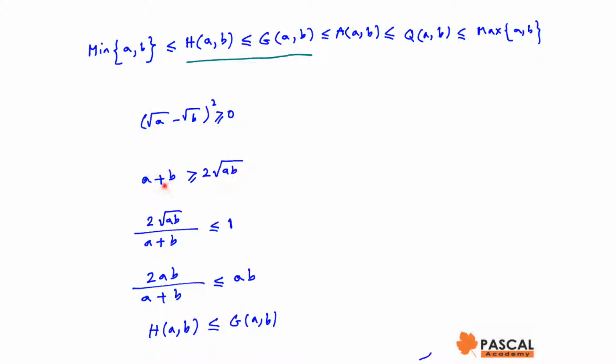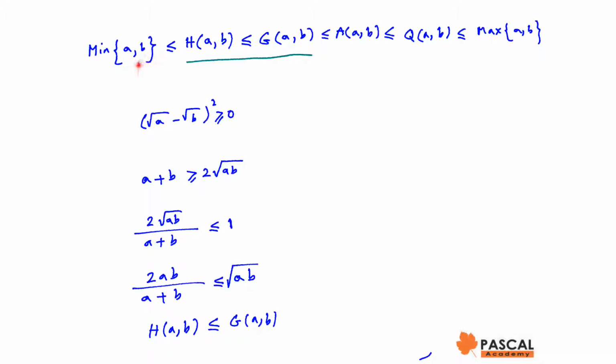2 square root of AB divided by A plus B is smaller or equal than 1. If we multiply both sides of this by square root of AB, we have 2AB over A plus B is smaller or equal than square root of AB. This means harmonic mean of A and B is smaller or equal than geometric mean of A and B. Equality holds when A and B are the same.